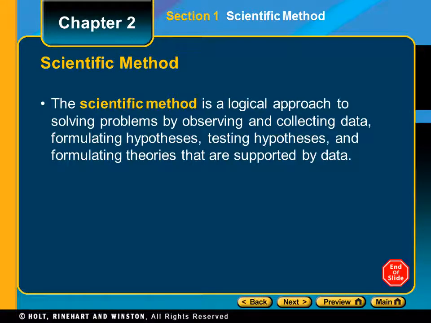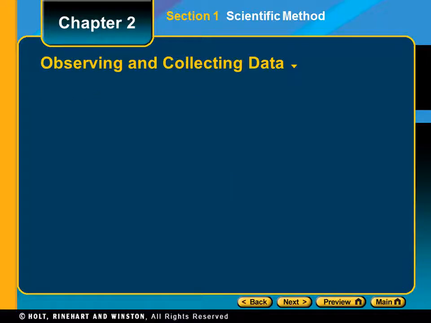And so what is a scientific method? It's a logical approach to solving problems by observing and collecting data, formulating hypotheses, testing hypotheses, and formulating theories that are supported by the data. This is a step-by-step process, guys, that all scientists use. And it is important to recognize that it has to be done in the correct order for it to be the scientific method and to do what it is that we desire the scientific method to do and provide for us.